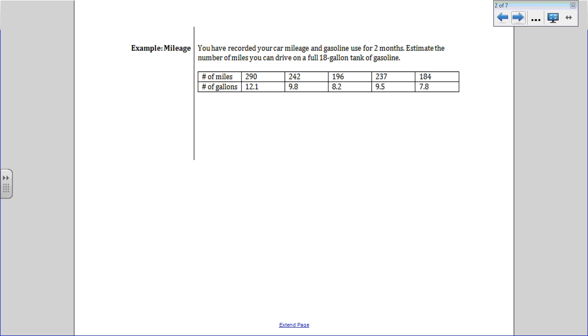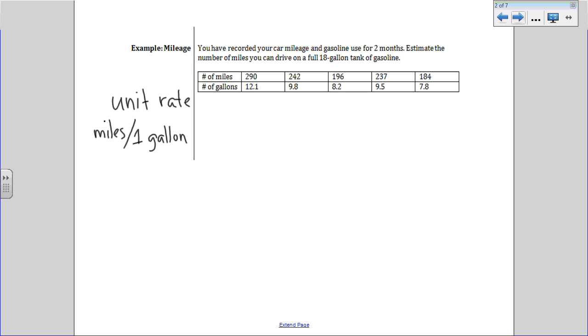You recorded your car mileage and gasoline use for 2 months. So you apparently had to get gas 5 times. Estimate the number of miles you can drive on a full 18-gallon tank of gas. So how can we do this? Well, what we're going to do is find a unit rate. We're going to figure out how many miles per 1 gallon. And then once we know that, we can multiply by the 18-gallon full tank of gas.